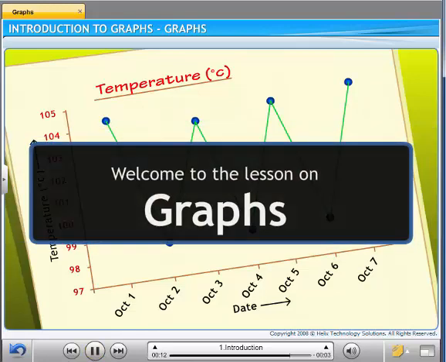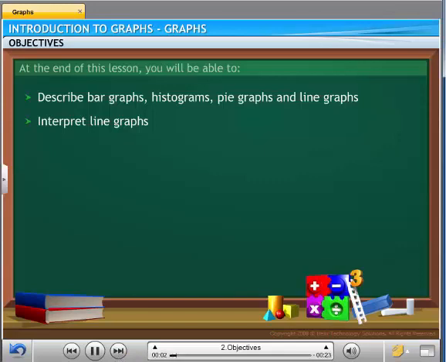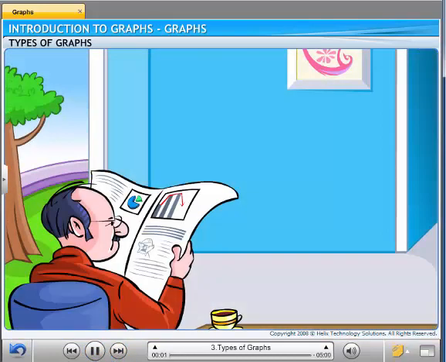Welcome to the lesson on graphs. At the end of this lesson, you will be able to describe different types of graphs. If you open any newspaper or magazine today, you will surely encounter graphs in some form or the other.